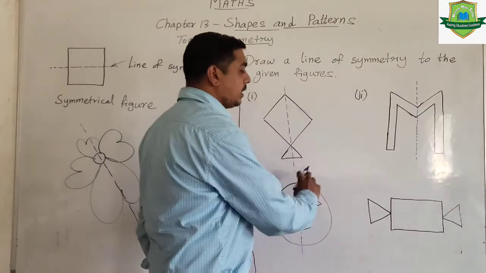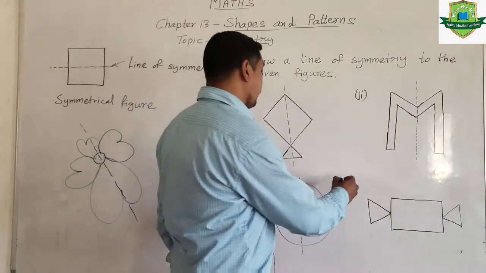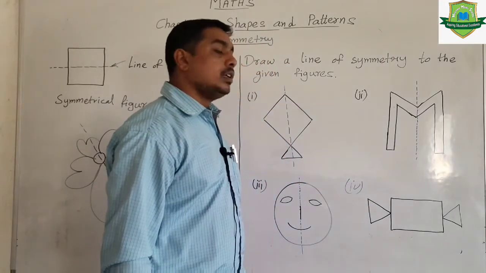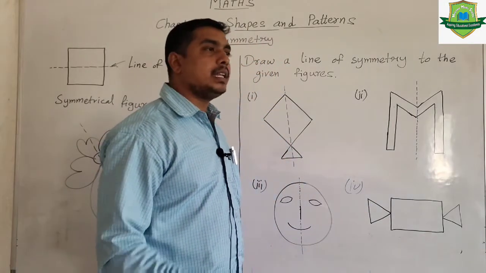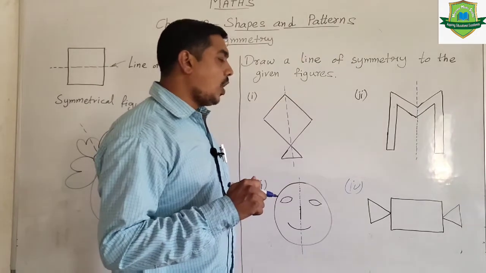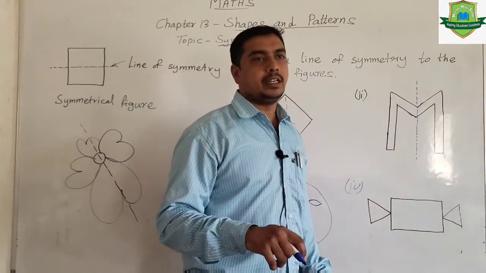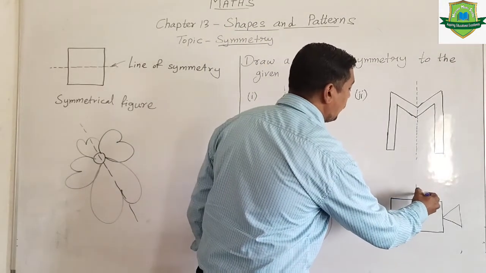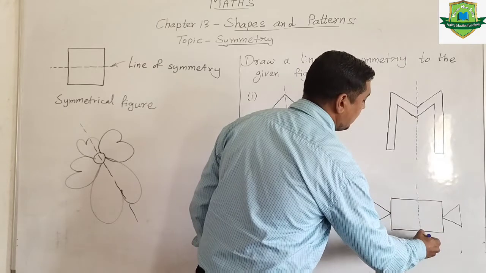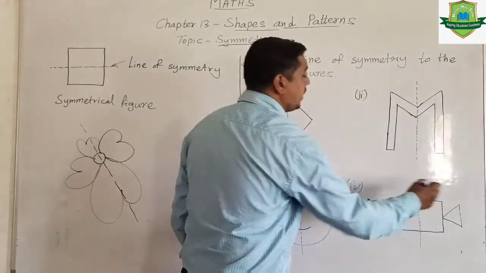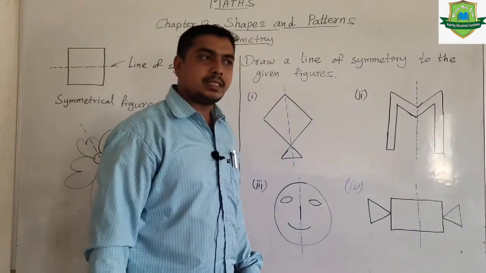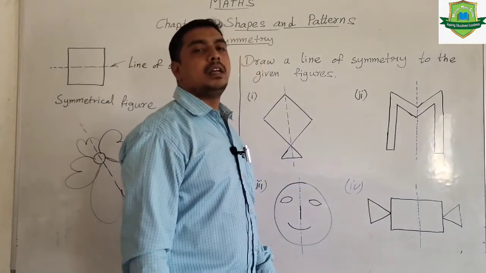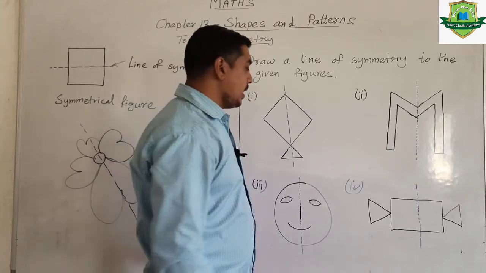Now dears, here in figure 4, you can draw a line in two ways, isn't it? Horizontal as well as vertical. Because when I am drawing a line like this, vertically, this line divides the figure into two equal parts, isn't it? So I can draw a line like this. So this is one line of symmetry.